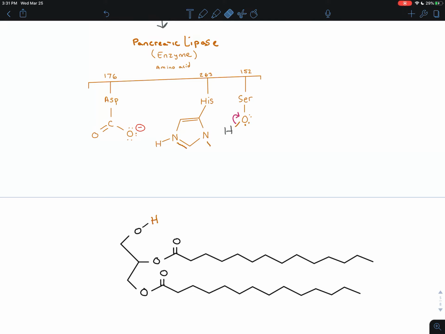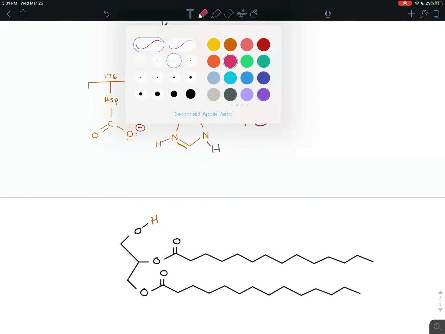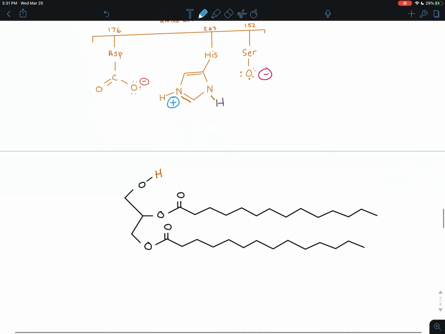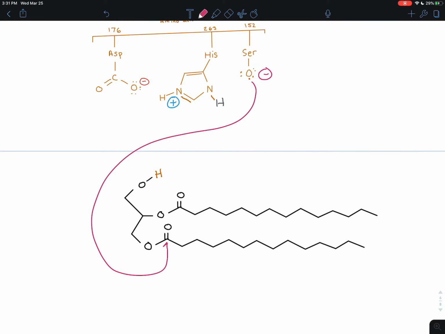So this nitrogen is now bonded to that hydrogen. The electrons in the bond go back onto the other oxygen, gives it a full negative charge. So now that's a strong nucleophile. And notice that this nitrogen over here has 4 bonds, so it has a full positive charge now. So now that we have a strong nucleophile in our serine that can attack the carbonyl carbon there, which is slightly positive because of all those bonds to oxygens.